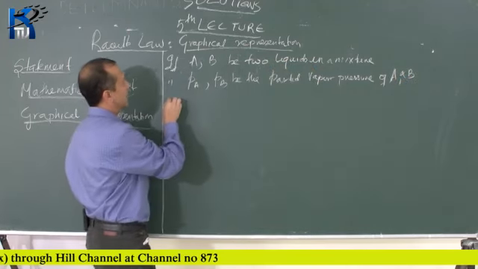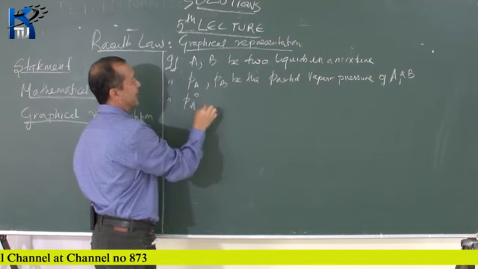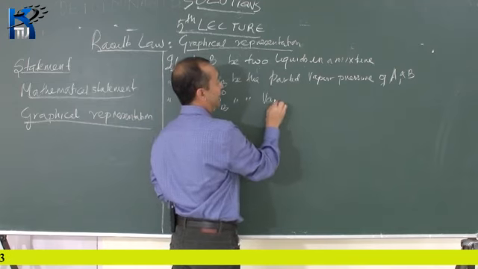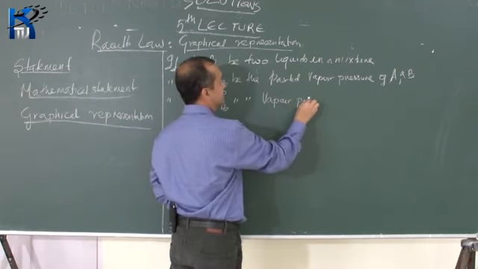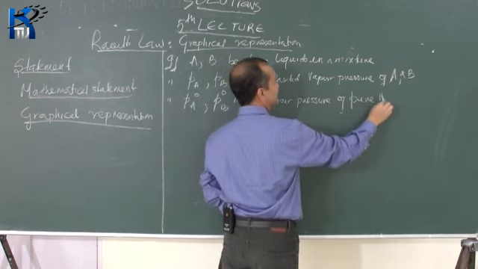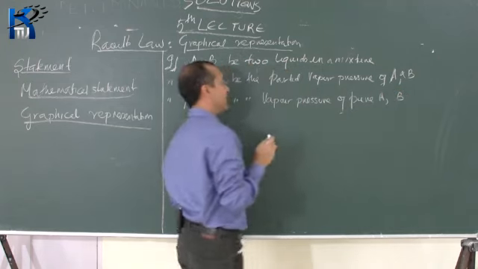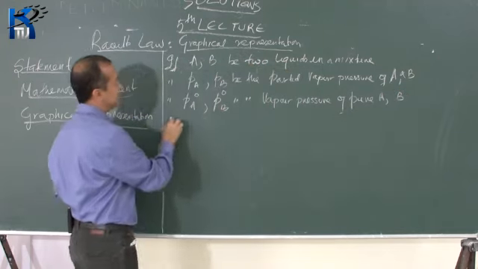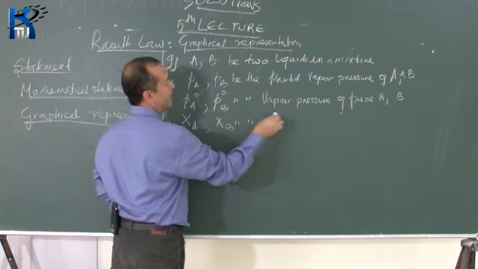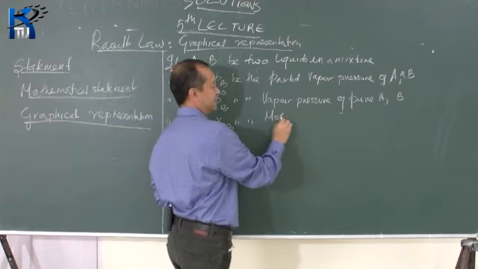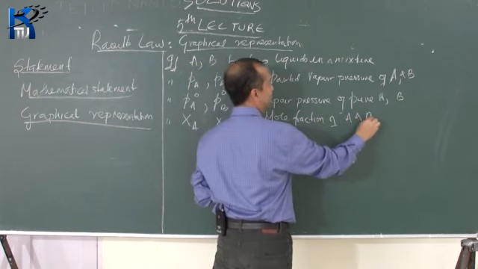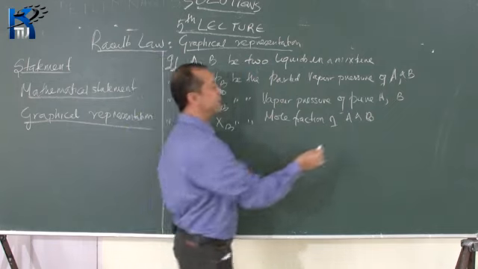and PA naught and PB naught are the vapor pressures of pure A and pure B respectively, and one more assumption, XA and XB are the mole fractions of A and B in the mixture.